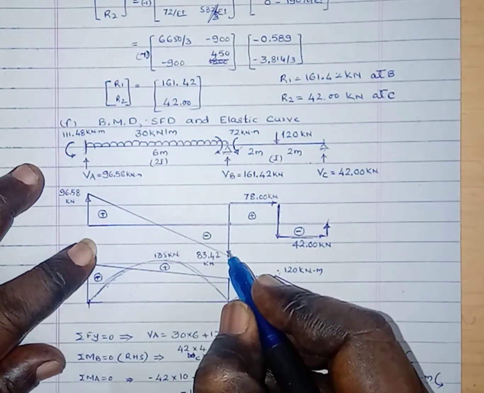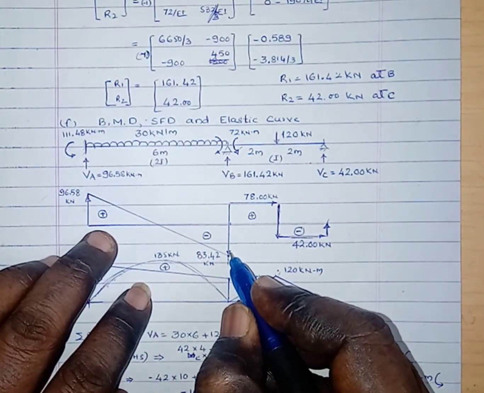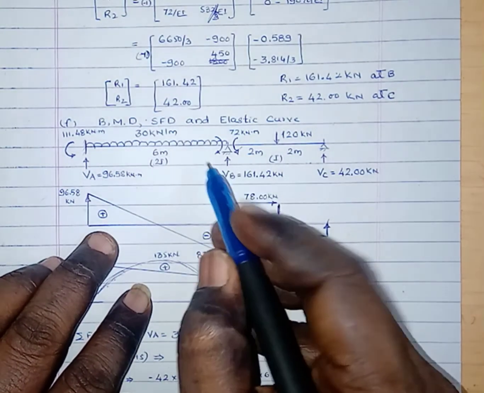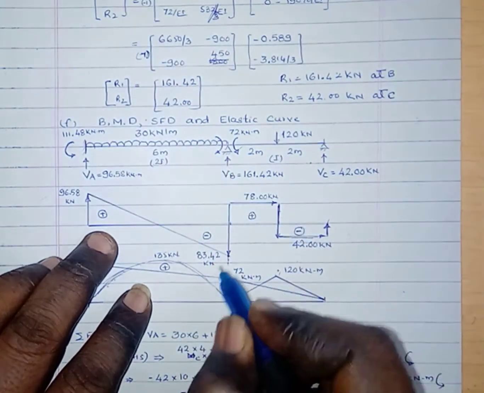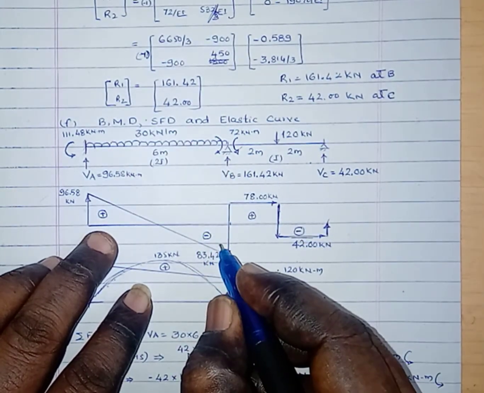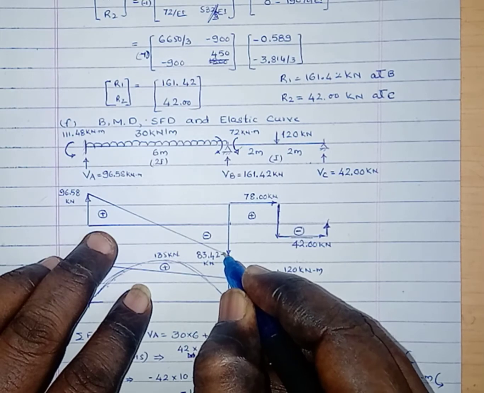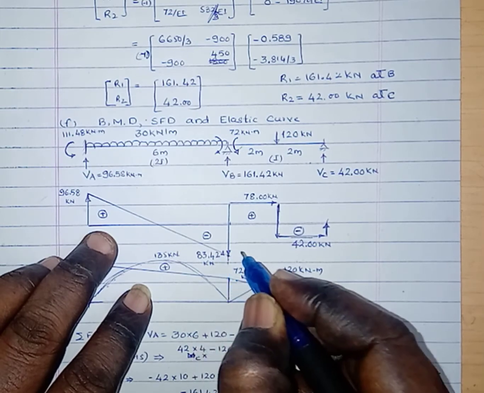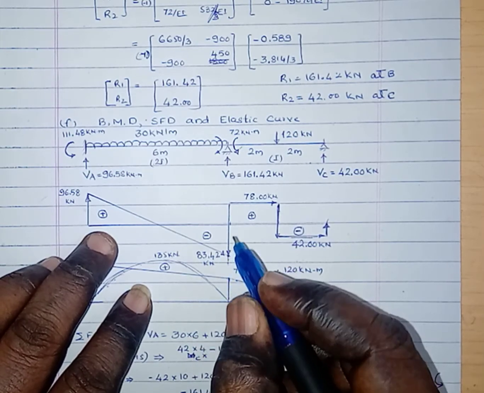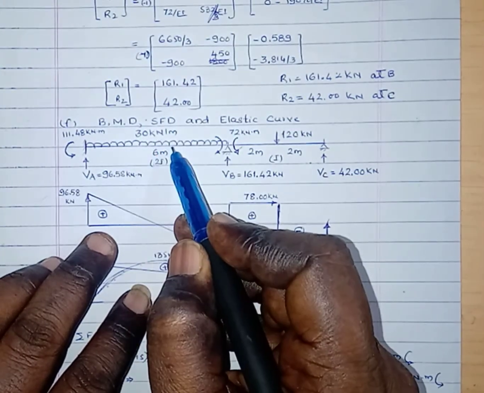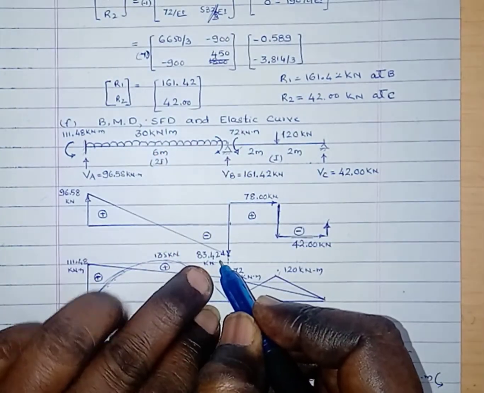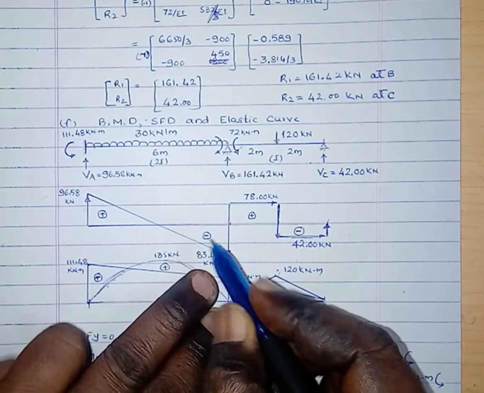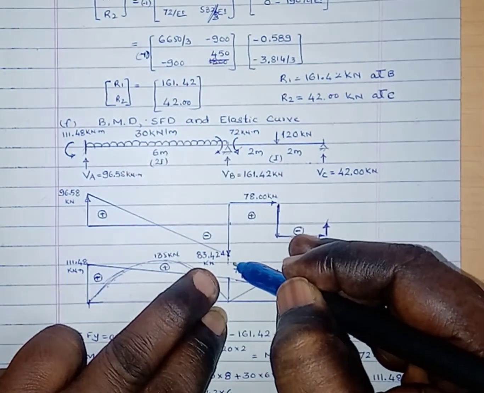shown in upward direction. Here the shear force gradually decreases since it is subjected to a UDL of 30 kilonewton per running meter. This one is the variation of the shear force: 96.58 minus 30 into 6, that is 83.42. Here the variation is a straight line like this.